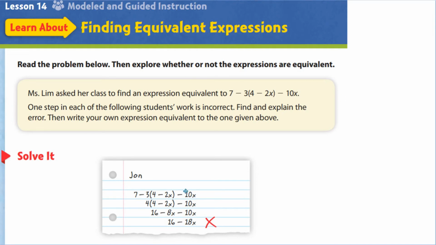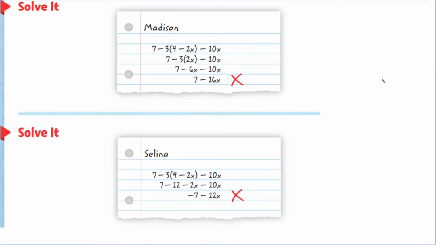So here's John's work. Remember, one step in each of the following students' work is incorrect. So you need to see where John made a mistake. So please look at that. I would pause the video to look at that, and then let me show you the two other students, Madison and Selena. Notice there's an X at the bottom, means they made a mistake. It's your job to find the mistake they made. Again, pause the video and see what mistake they made.